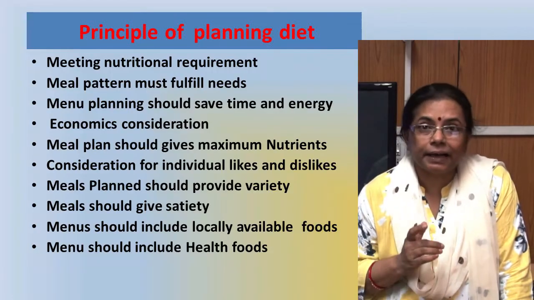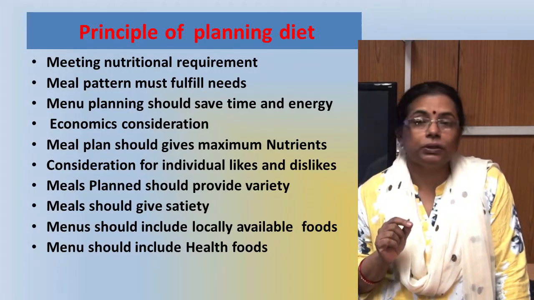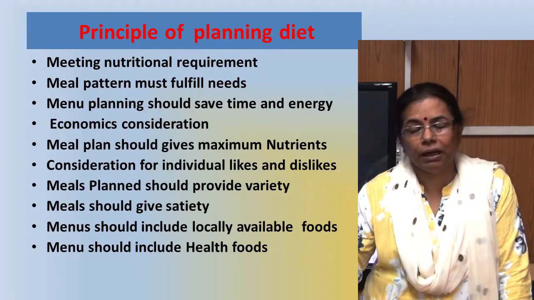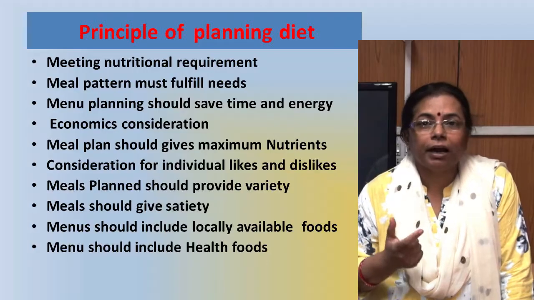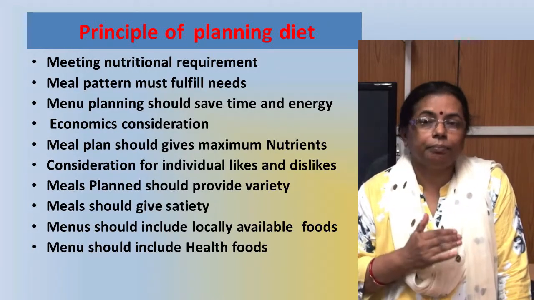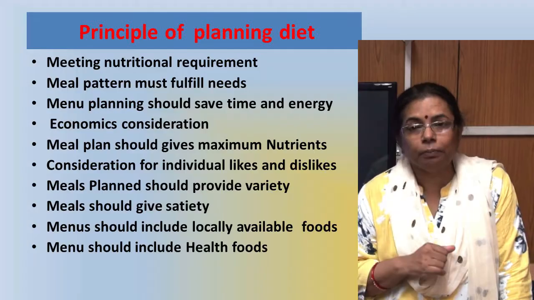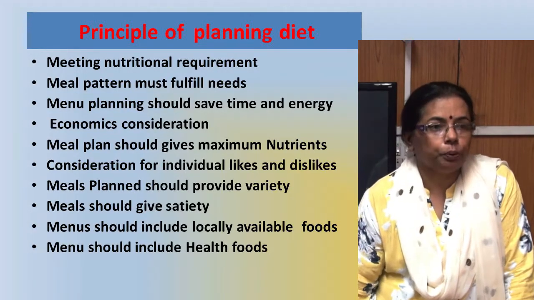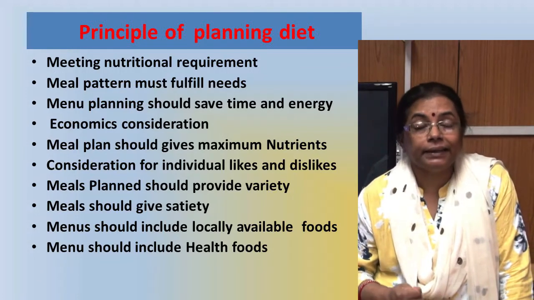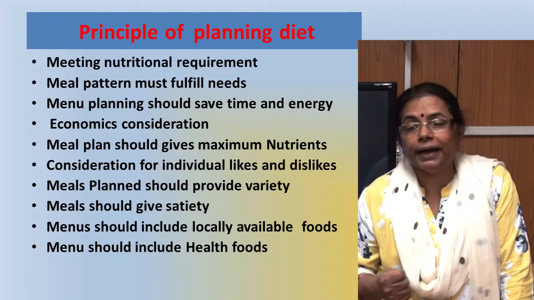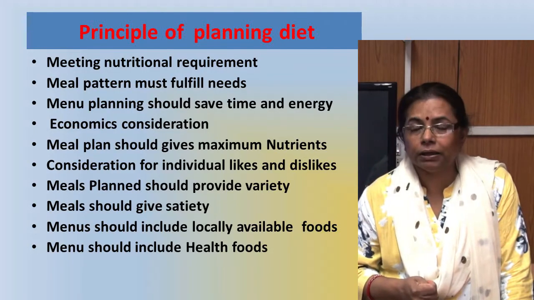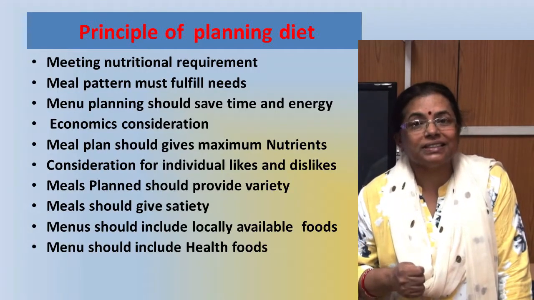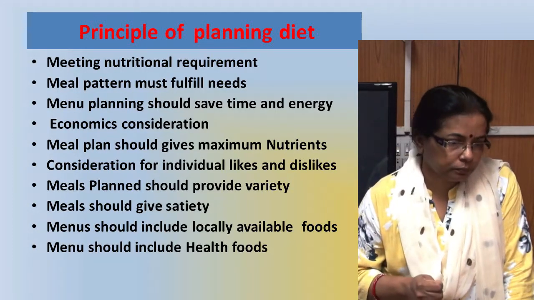Meals should give satiety. Individual meals should give adequate satiety until it is time for the next meal. Protein and fat give higher satiety value as compared to carbohydrate. For example, a breakfast of toast and tea will not provide adequate satiety till lunchtime, whereas a breakfast of milk, egg slices and fruit will provide adequate satiety till lunchtime.